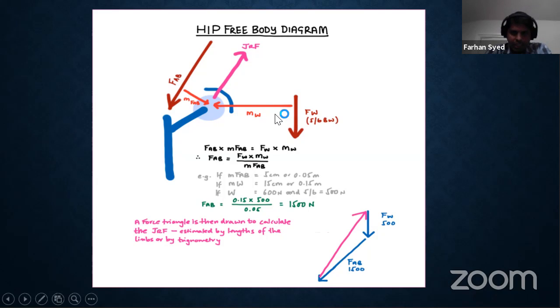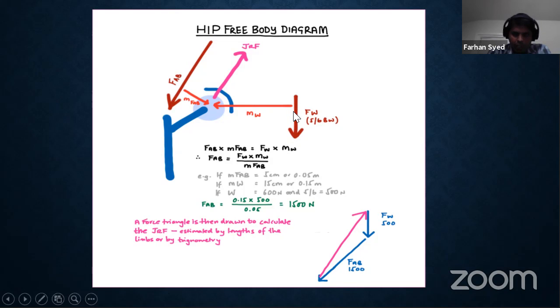In this diagram, using the cursor, there is a clockwise torque. The clockwise torque here is the body weight, and there is an anti-clockwise torque, which is the abductor force. Going back to our definition of free body diagram, the body is in static equilibrium. What do we mean by that? The clockwise torque is equal to the anti-clockwise torque, and that's the mathematical equation here.